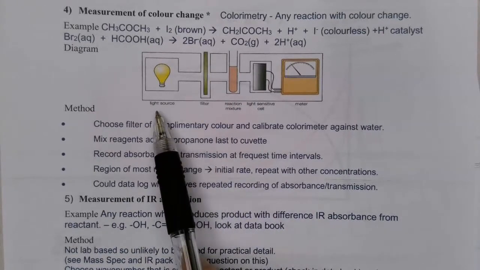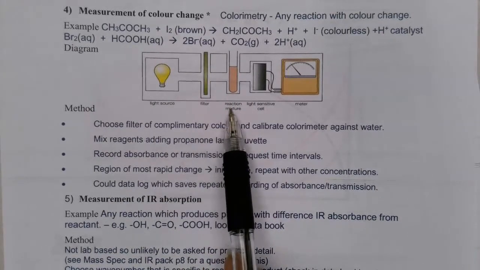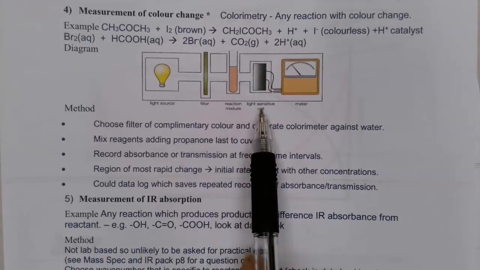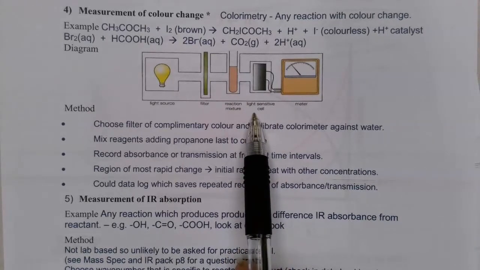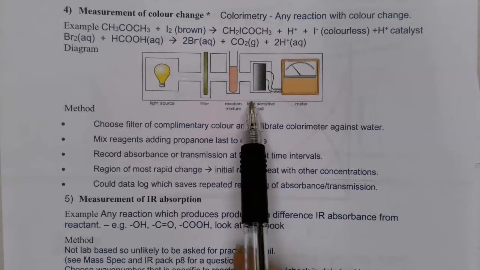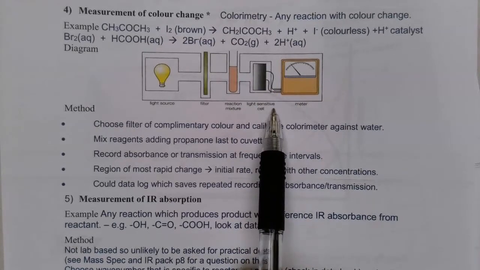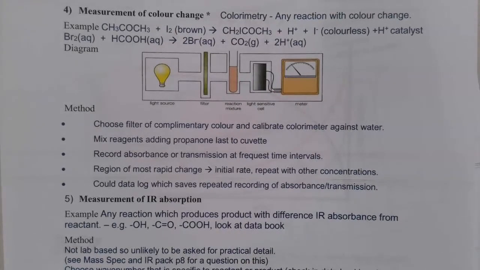So we have our light source, our filter, our reaction mixture, our light sensitive units. We use a data logger for this, so these two parts are combined. And again, we can look at the rate of change of colour. And because the intensity of the colour is directly proportional to the transmission, via something called Beer-Lambert's law, we can work out the change in concentration.